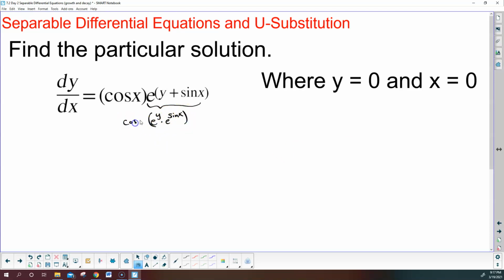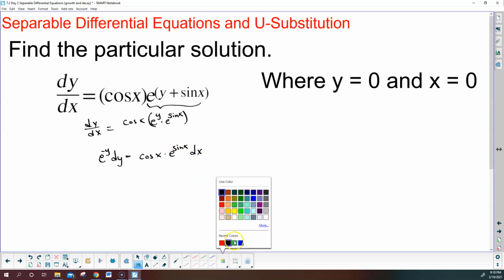And then we've got the cosine x just waiting out there. So technically the first step is just to rewrite using the properties of exponents. And now, which is the one with the y? Well, it's this e to the y that I'm going to divide over to the other side. And when I do that, just like the problem we just did, this will be 1 over e to the y, which is better written as e to the negative y. And then I have cosine of x times e to the sine x dx.